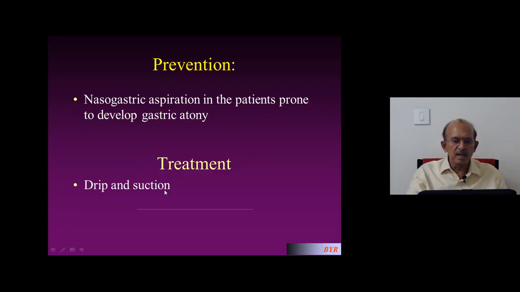So when you are doing a nasogastric aspiration, what you are removing? You are removing gastric secretions. Already we have seen that gastric secretions have high quantity of potassium. So the patients are likely to go into hypokalemia. Can you tell me how much potassium is there in 1 liter of gastric secretion?